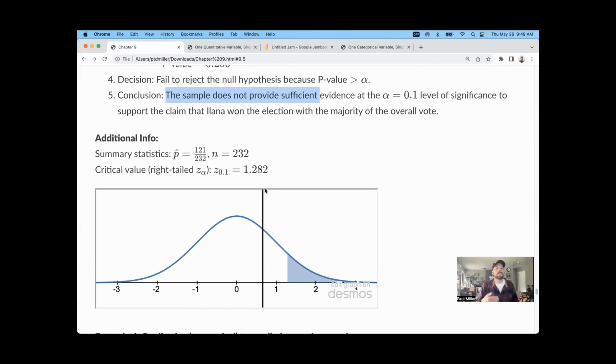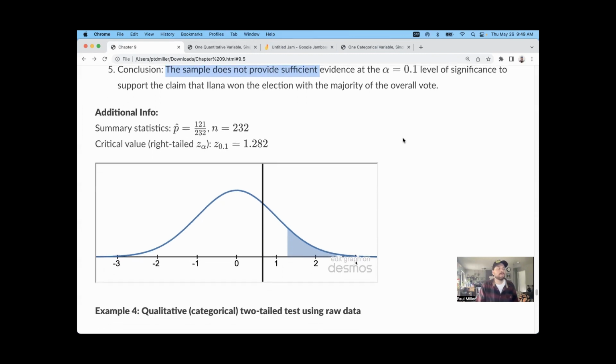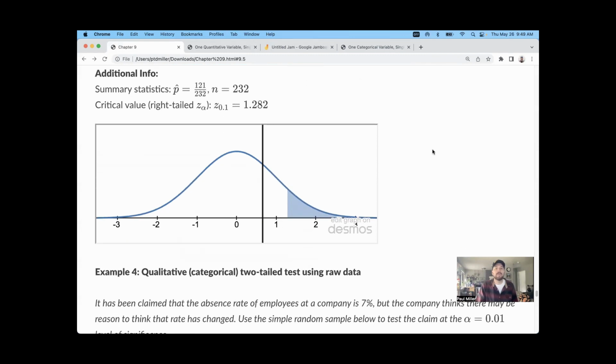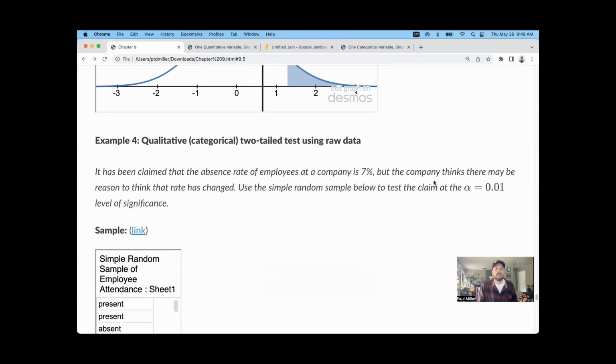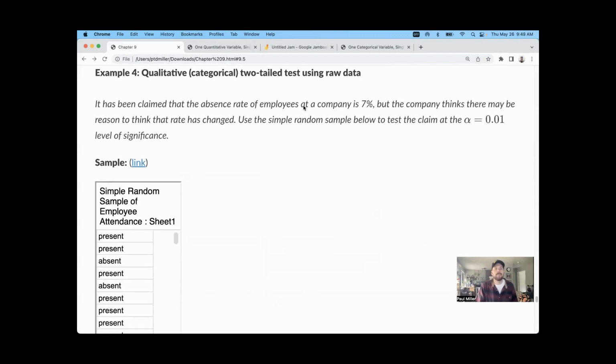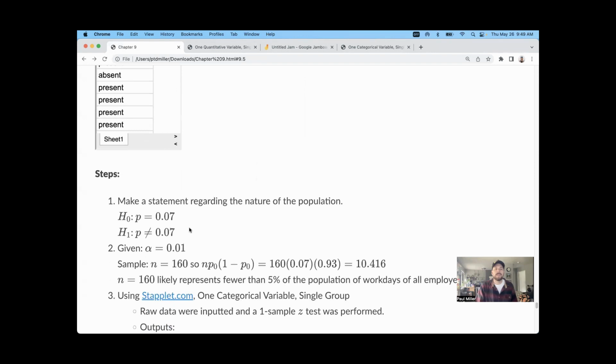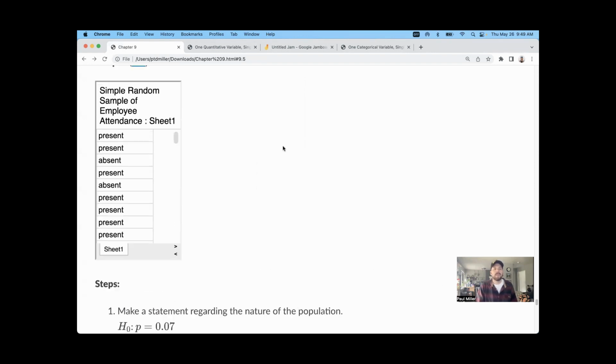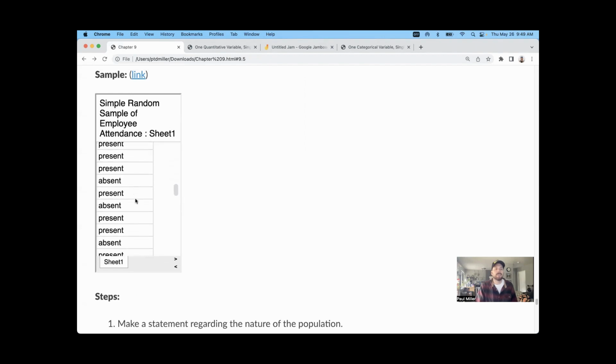We would need his votes to be significantly above 50% to support that outcome. And now we get to the raw data version, a similar kind of problem. Here, a company claims that their absenteeism rate has changed from 7%. So we're saying it's no longer 7%, it's not equal. We've got raw data, just present and absent counts.